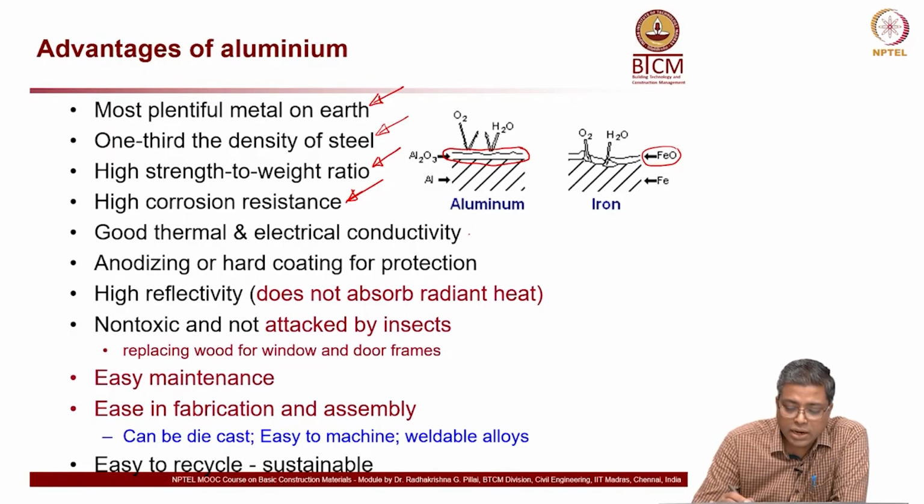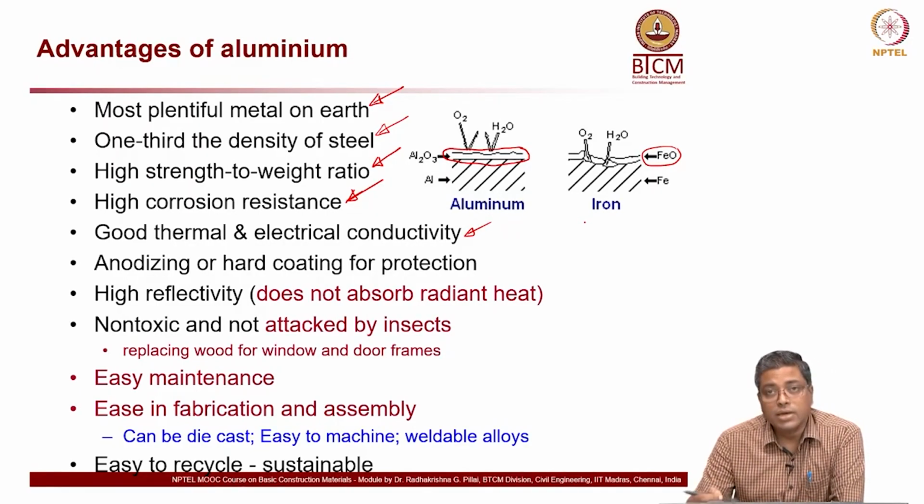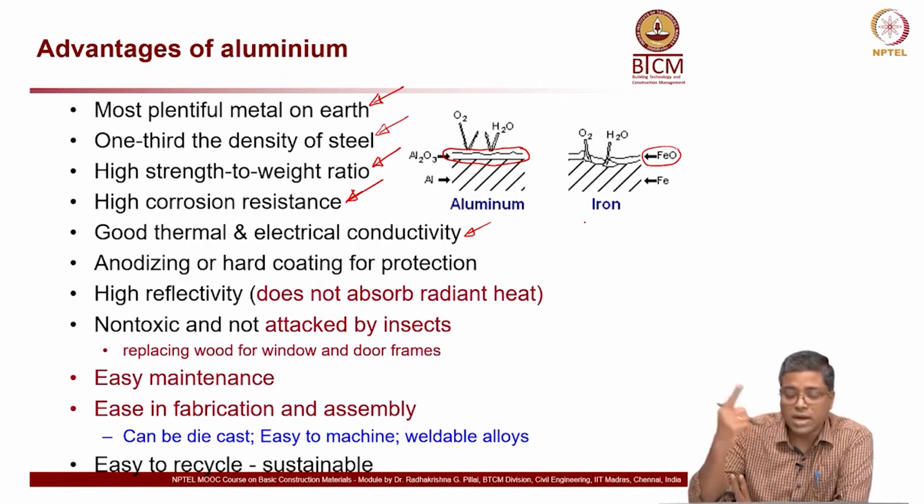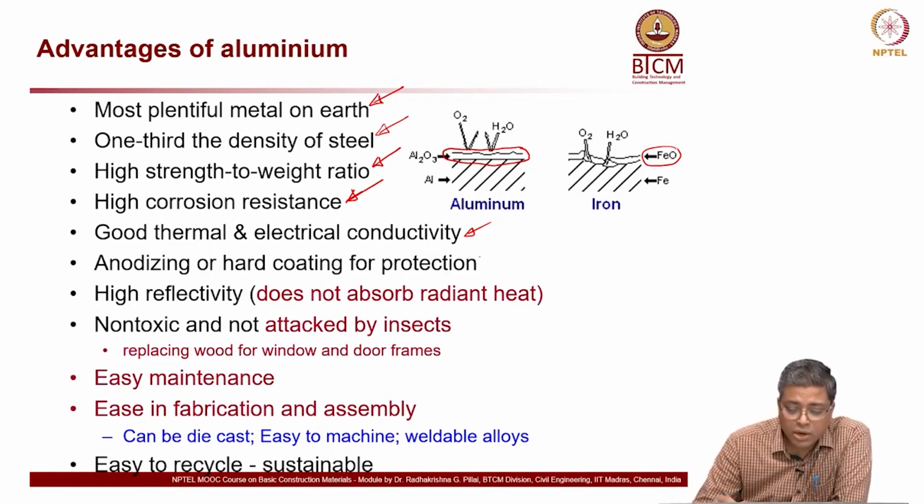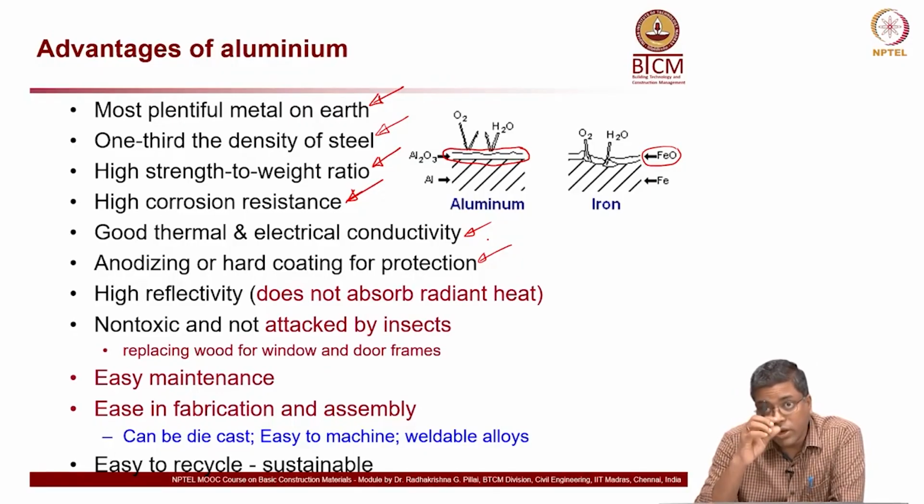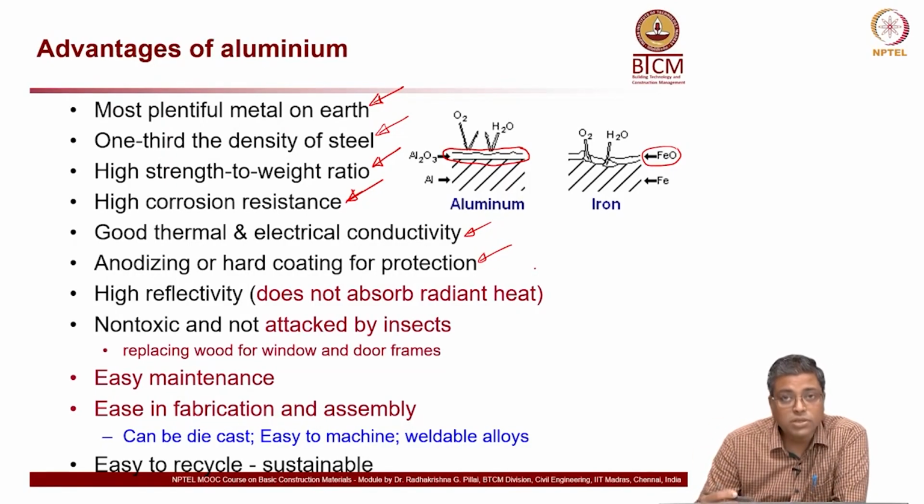Now, good thermal and electrical conductivity, that is also very good. So, because of high electrical conductivity, we are able to use it as electrical wires for transmission lines, etc. And anodizing or hard coating is possible with aluminum. We can provide an aluminum oxide layer on top. I will cover that process later, but that is also a possibility, and it gives high hardness to the surface and also color as we want, and it is corrosion resistant also.